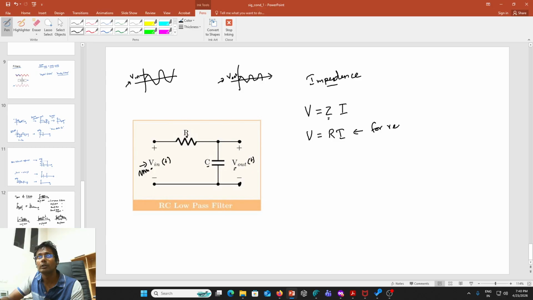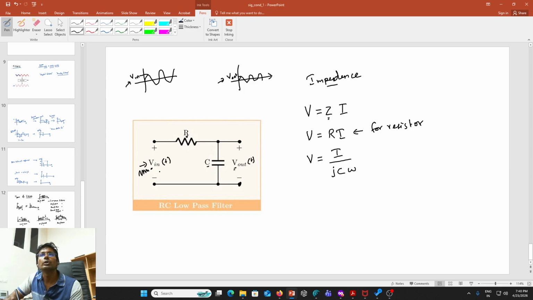For a resistor. Okay, what about for a capacitor? For a capacitor, this impedance is 1 divided by j times capacitance C and omega. What is omega?